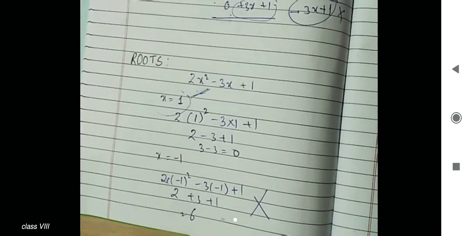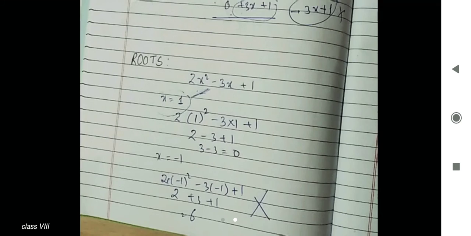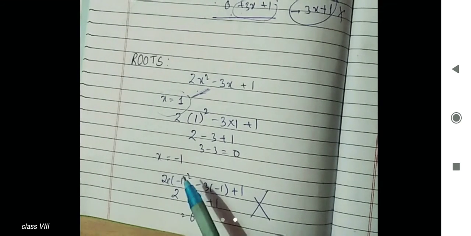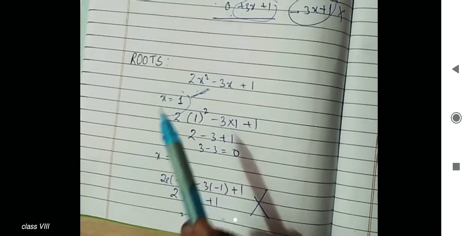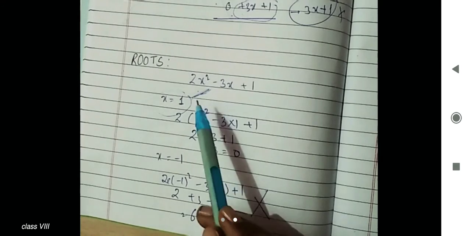1 is the root of this equation. So root means the solution of the equation, and that solution should satisfy the given equation. And how will it satisfy the given equation? When you put the root in the equation, the result should become 0.